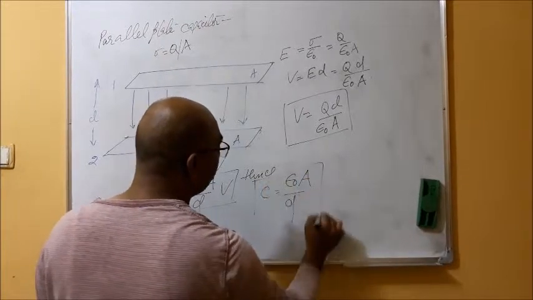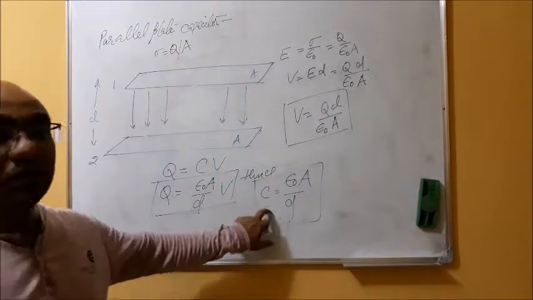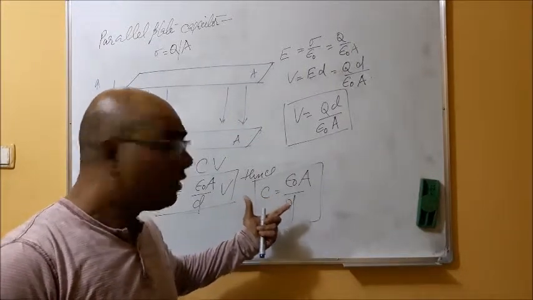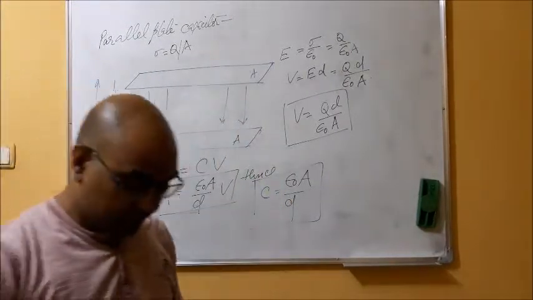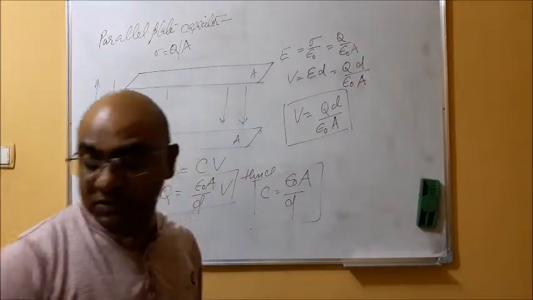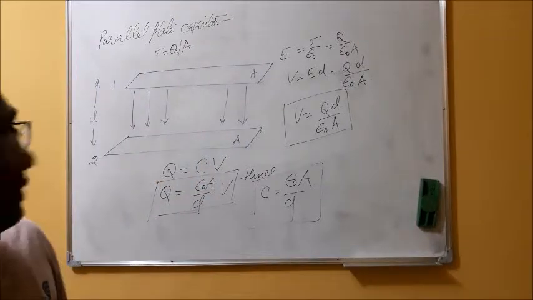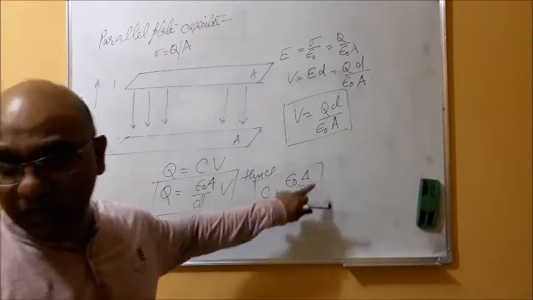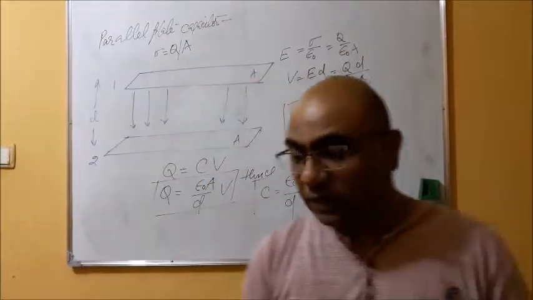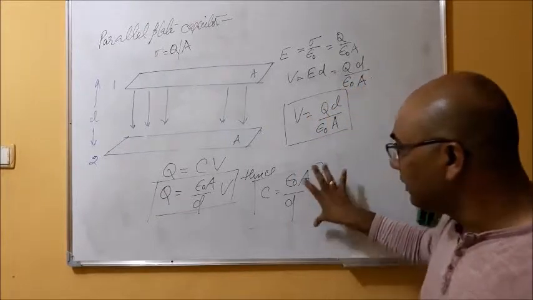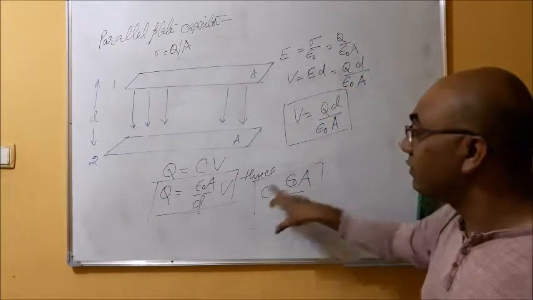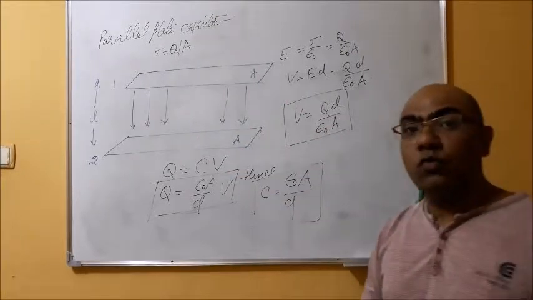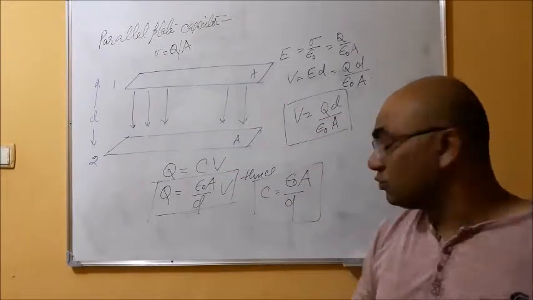So this is the value of capacitance for a parallel plate capacitor. If we have a parallel plate capacitor, the capacitance between these two plates is given by epsilon naught A upon D. So I hope this point is clear: how can we get the value of C, the capacitance of the parallel plate capacitor? Now see one understanding type question.